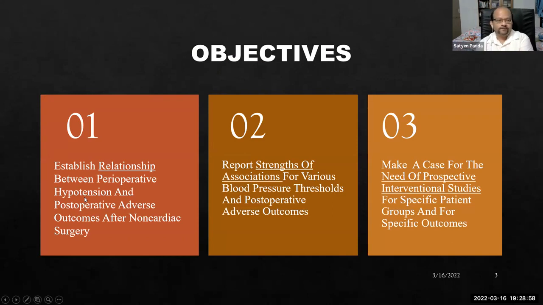So this will be the objectives of my lecture. Firstly, to be able to establish a relationship between perioperative hypotension and postoperative adverse outcomes in the context of non-cardiac surgery. We understand that cardiac surgery is a totally different kettle of fish, so we'll not be going into that. I will be attempting to report the strengths of associations for various blood pressure thresholds and postoperative adverse outcomes. I will also, hopefully by the end of the lecture, be able to make a strong case for conducting more and more prospective interventional trials, especially for certain vulnerable subsets of patients, as also for certain organ-specific outcomes.